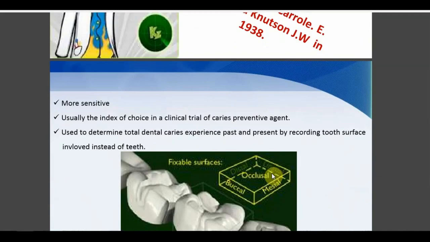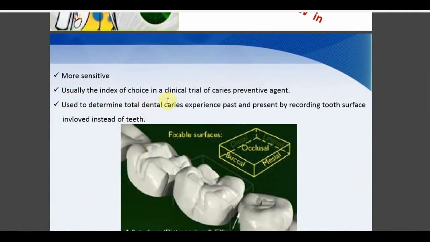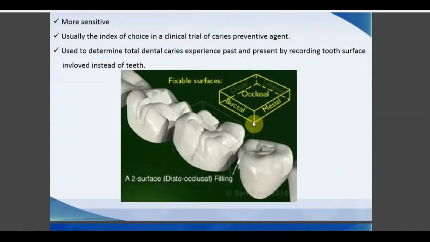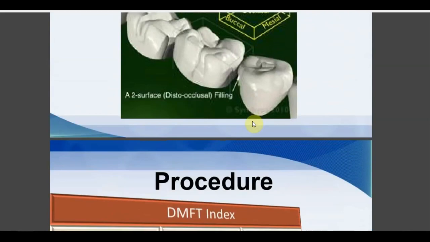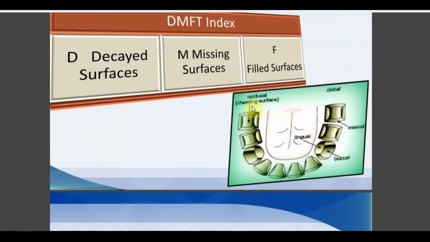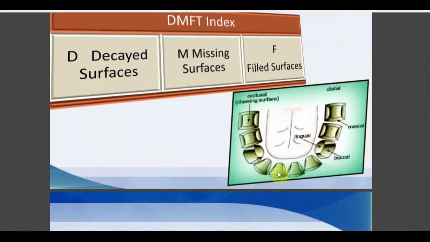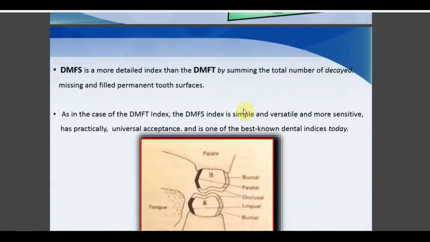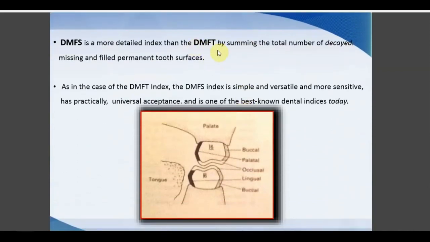That is the advantage. So usually the index of choice in a clinical trial of a caries preventive agent is used to determine total caries experience, past and present. It has five surfaces: buccal, lingual, mesial, distal, and occlusal. In anterior teeth, there is no occlusal, only mesial, buccal, distal, and lingual. So this is decayed surface, missing surface, and filled surface. Anterior teeth have four surfaces. On the posterior, there is occlusal for the premolars and molars. So DMFS is a more detailed index than DMFT, summing the total number of decayed, missing, and filled tooth surfaces.